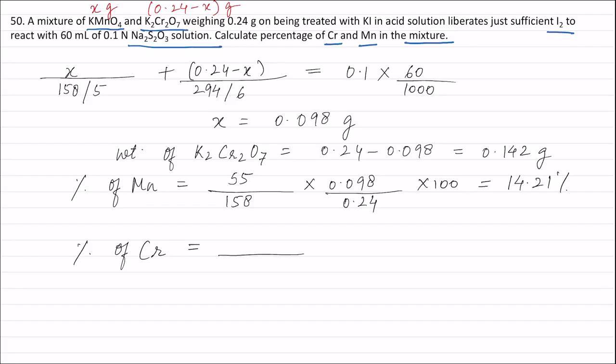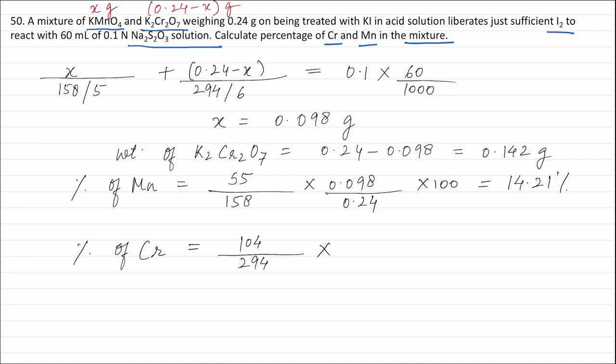Therefore, out of 294, 104. This is the weight of 2 chromium atoms. Therefore, when the weight of K2Cr2O7 is 294, the weight of chromium present is 104.